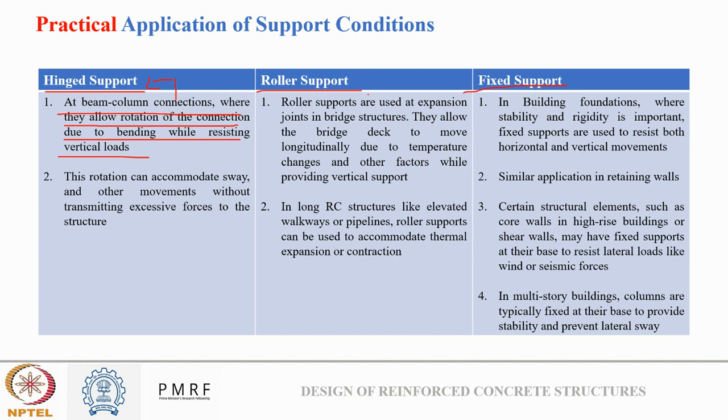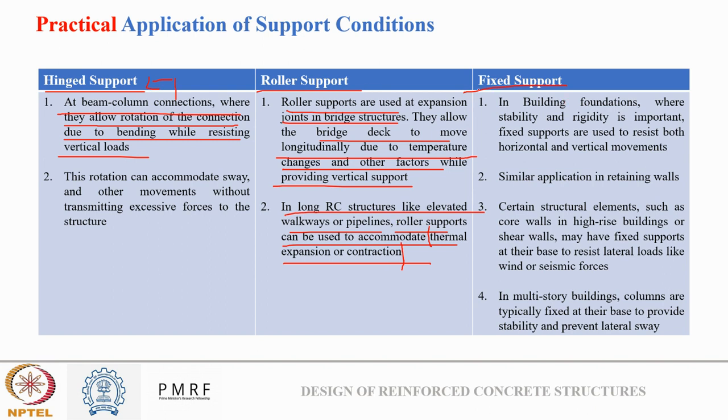The second kind of supports are roller supports. These supports are used at expansion joints of bridge structures. They allow the bridge deck to move longitudinally due to temperature change and other factors which can cause expansion, while providing the vertical support. This is how they take the expansion due to temperature and environment into account in bridges. And in long RC structures also, like elevated walkways, you find roller supports to accommodate thermal expansion and contraction. So mainly where expansion and contraction can be critical, we provide roller support.